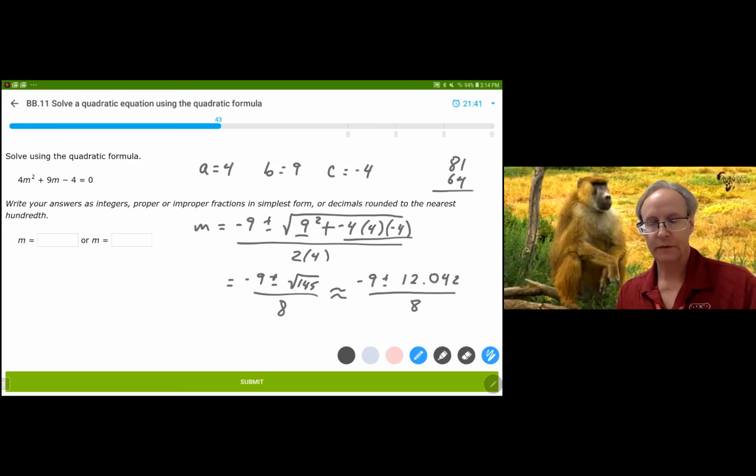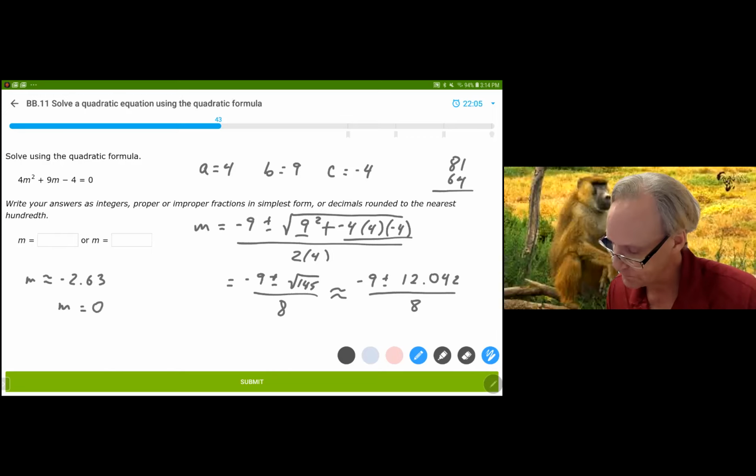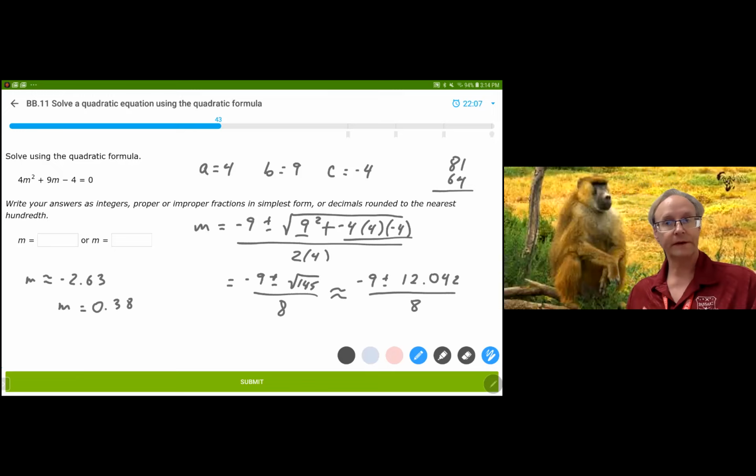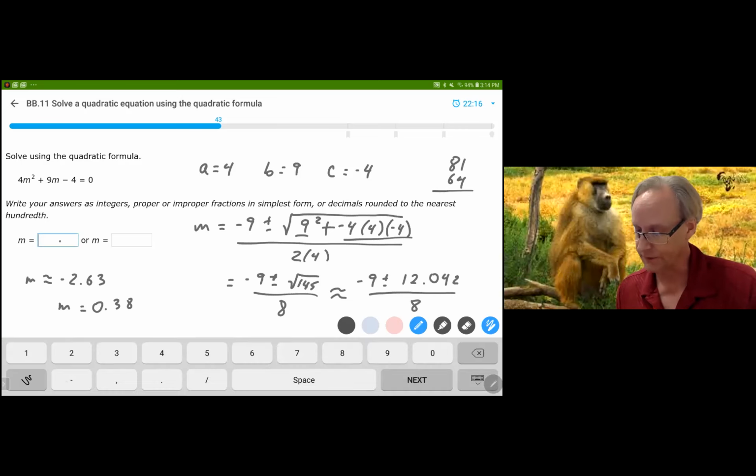So we're going to add the 9 and divide by 8. And remember, it's negative, so M is approximately -2.63. And the other one is going to be the square root of 145. And we're going to subtract the 9 this time and divide that by 8. 0.38 when I round to the 100th. And there you go. Again, a calculator is nice. I could do it without, but I definitely don't want to today.